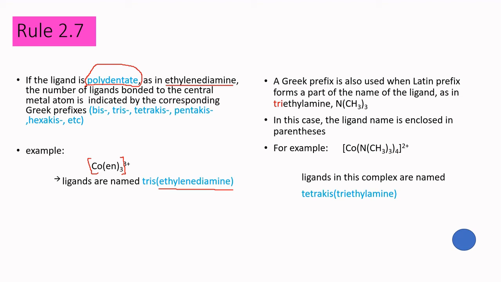In another situation, a Greek prefix is also used when a Latin prefix forms part of the name of the ligand. For example, if you have triethylamine, in this case N is the donor atom, and this nitrogen is attached to 3 ethyl groups. In this case, the ligand name is enclosed in parentheses. Parentheses meaning brackets like this. So the ligands in this complex are named as tetrakis(triethylamine) because you have four triethylamine ligands in this complex.